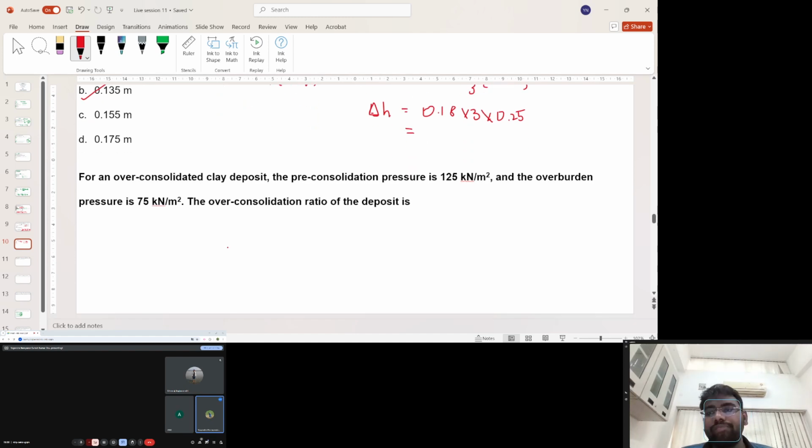Now coming to the next question. For an over-consolidated clay deposit, the pre-consolidation pressure is 125 kilonewton per meter square and the overburden pressure is 75 kilonewton per meter square. The OCR of the deposit is.